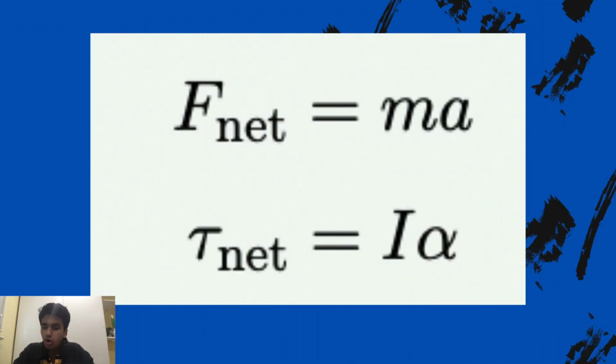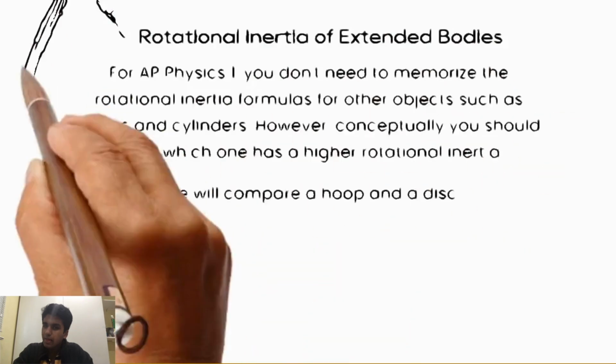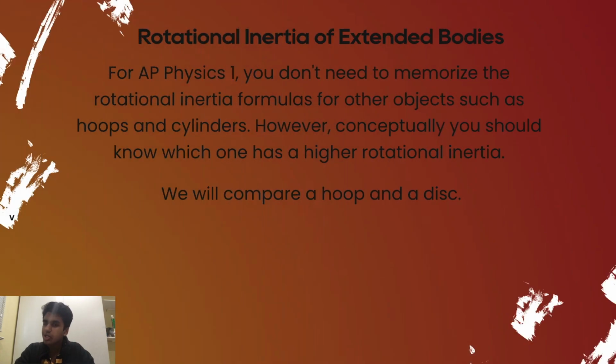Now, this is one of the most important things. So we know by Newton's second law that net force equals mass times acceleration. Now similarly, there's a Newton's second law for rotational motion. The net torque equals the rotational inertia times angular acceleration. Now there's also rotational inertia for extended bodies such as disks, hoops, cylinders.